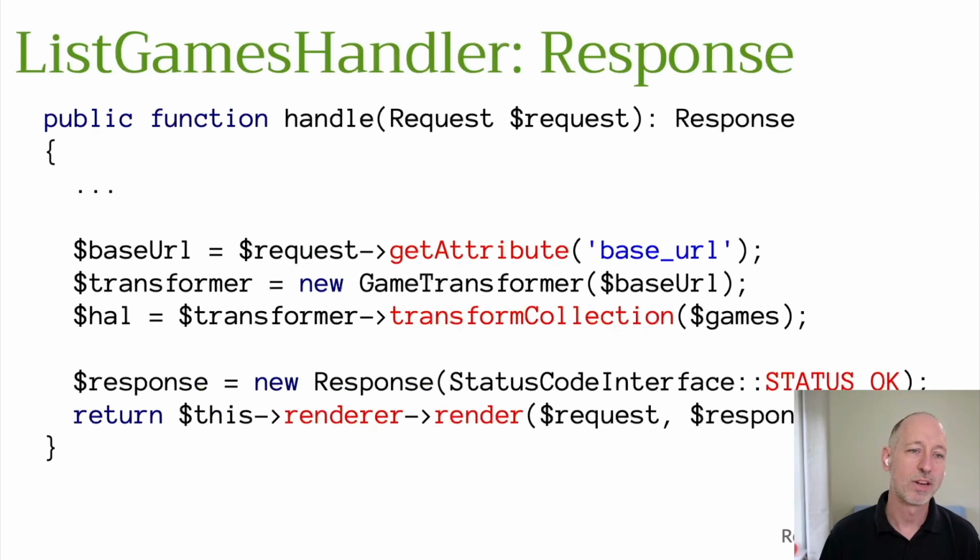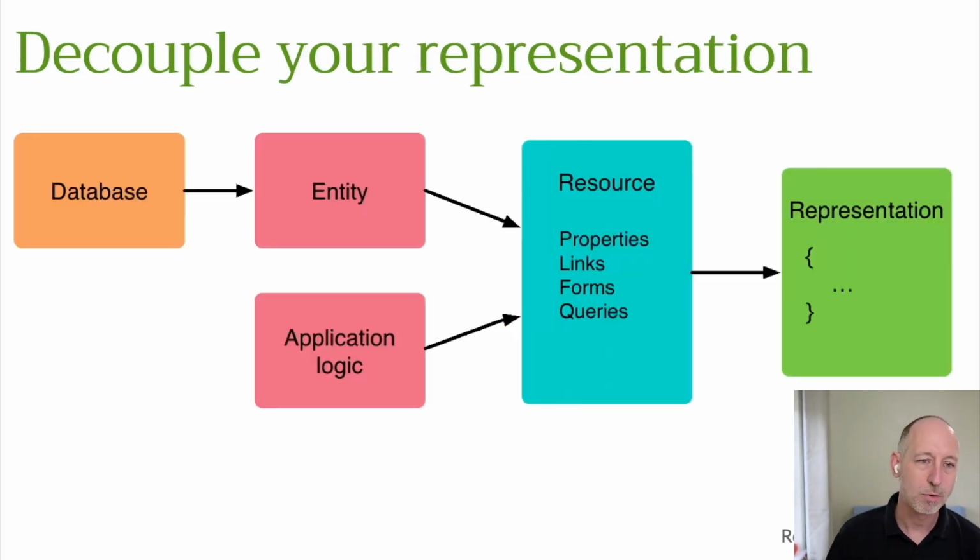The way the view layer in this particular example has been implemented is via the concept of a transformer, which is from the PHP League, which will take our data and transform it into a JSON response, which we can then send back down the line. So this is important to decouple your representation.